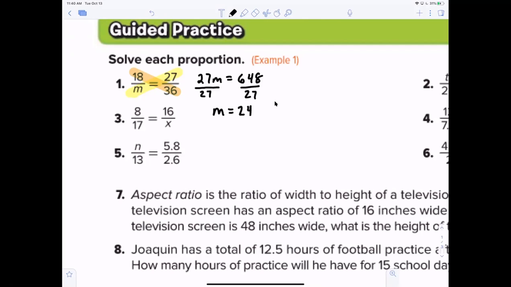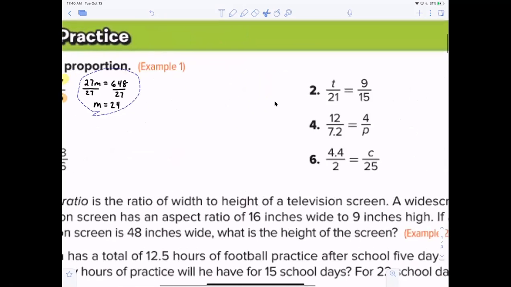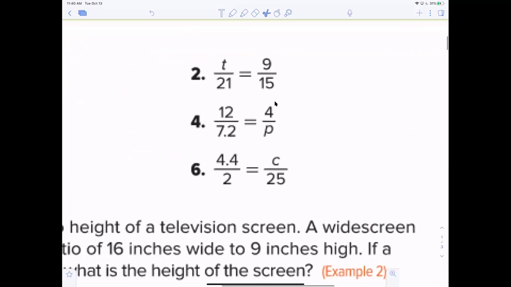Everybody good? Yeah. All right, so now I'm just going to shrink this down out of the way a little bit. Now I'm going to do number 2. All right, Molly, I want you to tell me what 2 numbers do I multiply first? I'm just showing you that to show all the work, right? But you could just write down what? 15t is equal to, now 9 times 21.